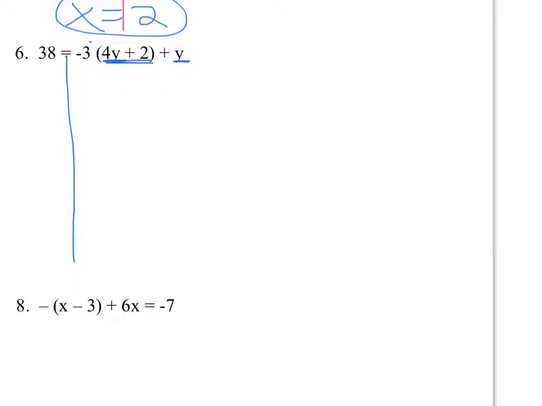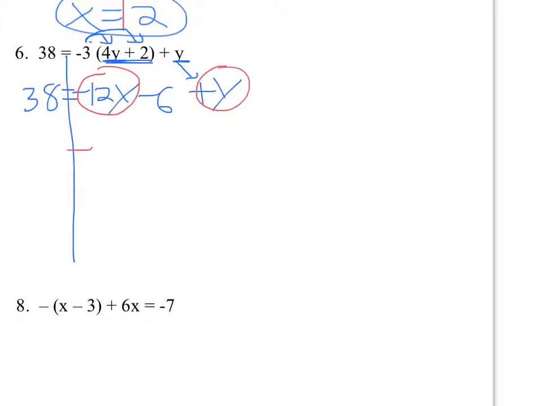So I'm going to distribute negative 3. So I'm going to have negative 3 times 4y, that's negative 12y. Then we have negative 3 times 2, which is minus 6. Then I'm just going to bring this plus y down. On the left side, I still have 38. So if I look at the right side, now I have like terms, negative 12y and positive y. I can combine those. I'm still going to keep bringing down the 38. So negative 12y plus y is negative 11y. Then I'm just going to bring that negative 6 down.